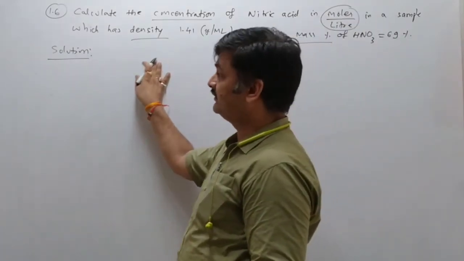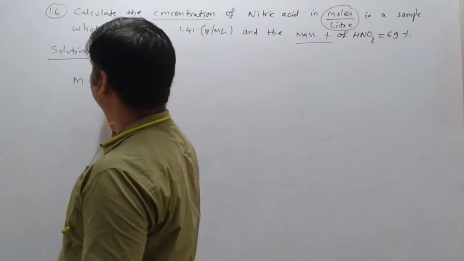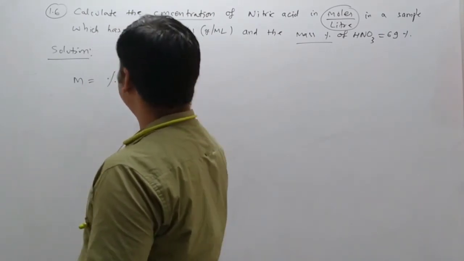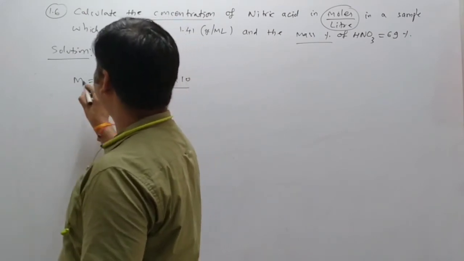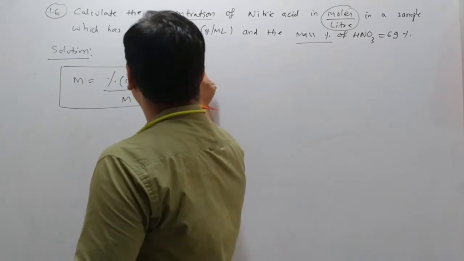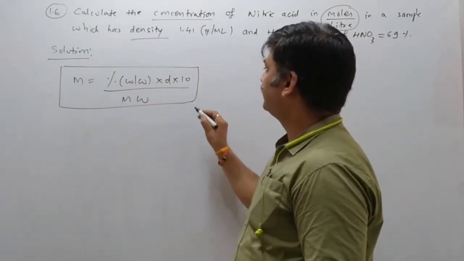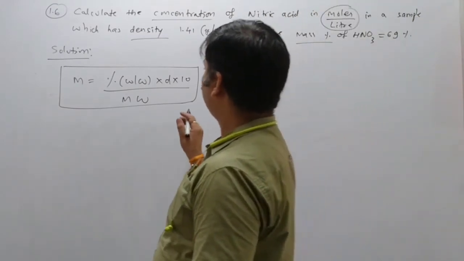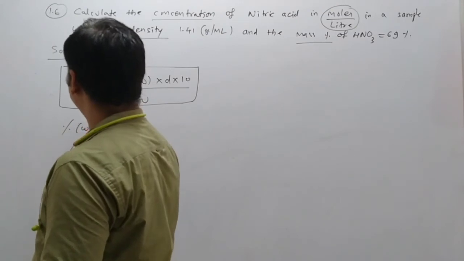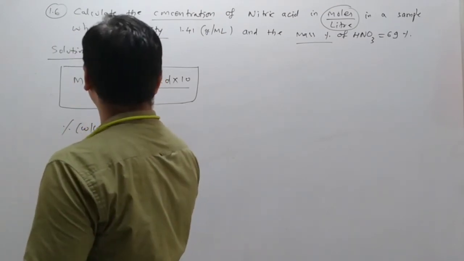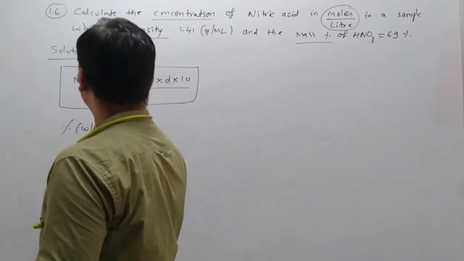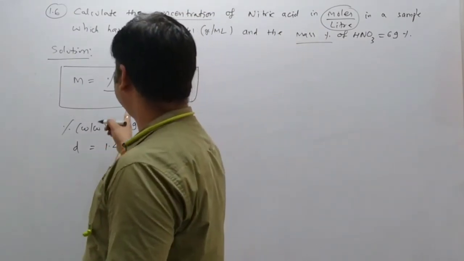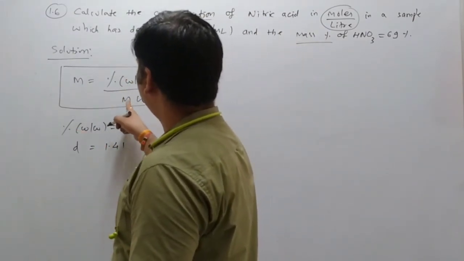In this type of condition, you have to utilize this shortcut formula. Molarity is equal to percentage weight by weight into density into 10 upon molecular weight. Clear? Now, how much is the percentage given? Here percentage weight by weight is 69. Then density is 1.41. Clear? And then the molecular weight.